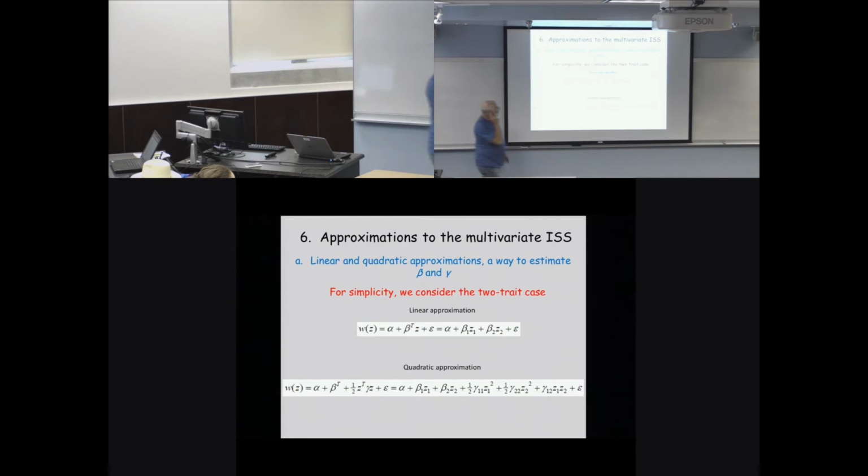All right, let's do approximations to the multivariate individual selection surface. We can write a general expression for the linear approximation, and beta transpose would be a whole row of betas multiplied by a whole column of z's, right? So it would be a big string of terms. And I've written out the two terms that would be there in the two-trait case. So in the two-trait case, this is our equation for a straight line, a plane, fitted to the individual selection surface.